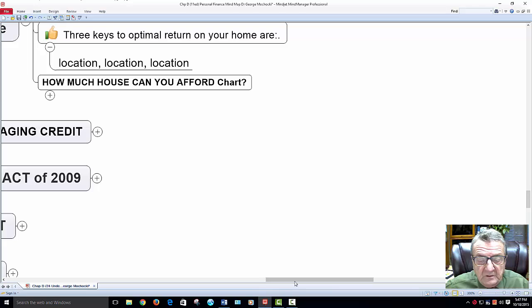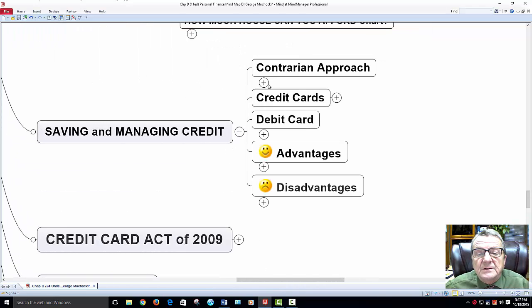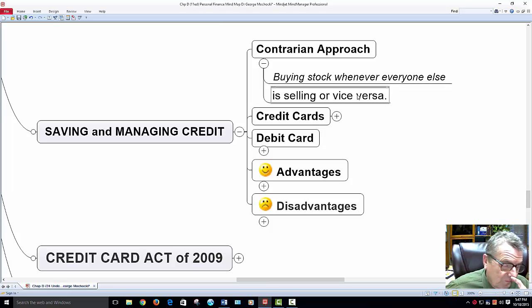Okay. Now, if I look at credit card savings and managing credit cards, you have a contrarian approach, and that's basically buying stock when everyone else is selling, and vice versa. I mean, just managing credit and buying or selling stock. I just found this from a publisher. I don't agree, but it is good.